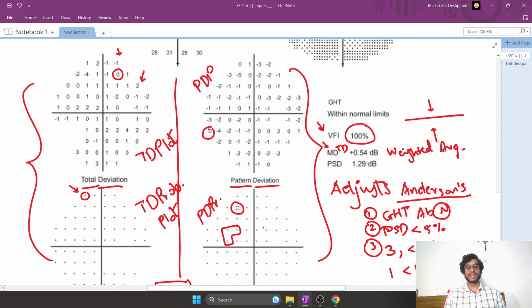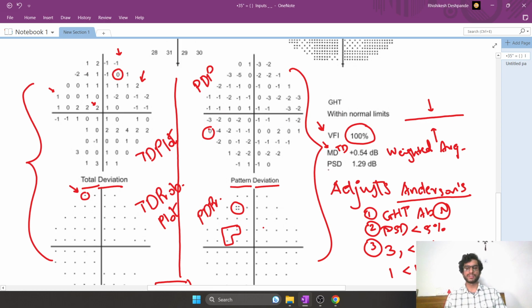So what does weighted average mean? It's a mathematical concept. Not all the points on the retina are given equal importance. The points closer to fixation would be given more importance than the points on the periphery. Naturally, a smaller defect closer to fixation would be given a greater weightage compared to maybe a larger defect in the periphery, which does not matter as much to the patient's vision. So that is mean deviation.